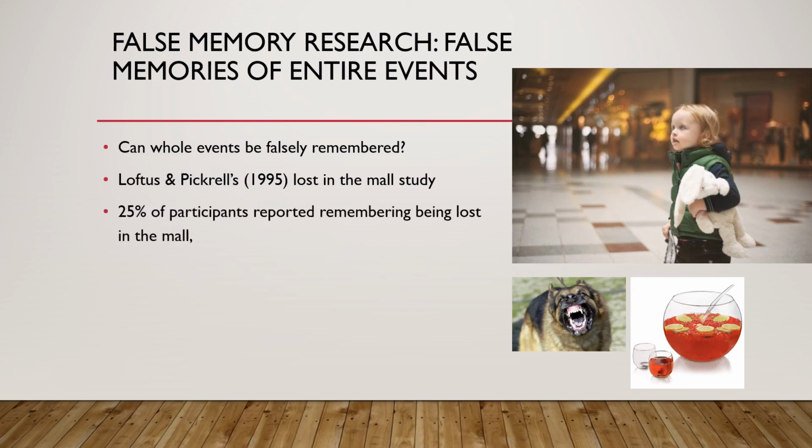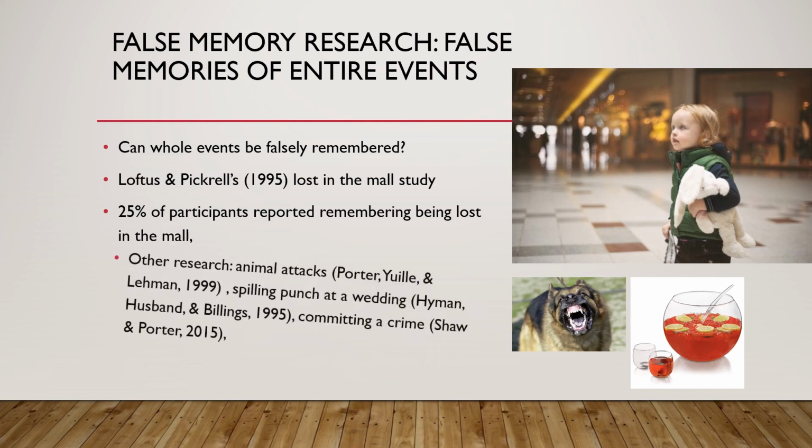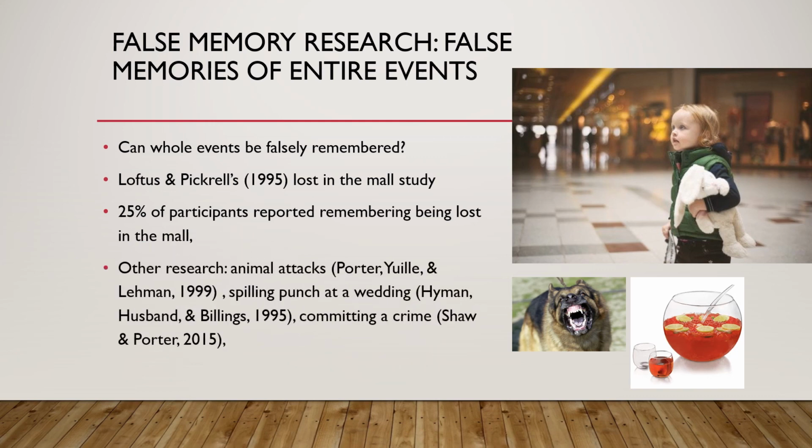Now, what they found was 25% of participants reported remembering being lost in the mall, which likely didn't happen because the parents who were also involved in the experiments had informed the researcher beforehand what had and hadn't happened. Now, other research since then has found similar kinds of things.